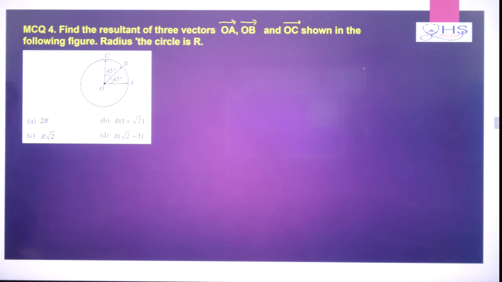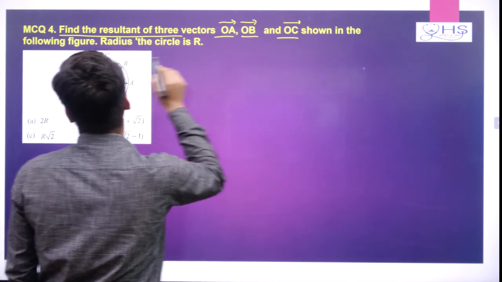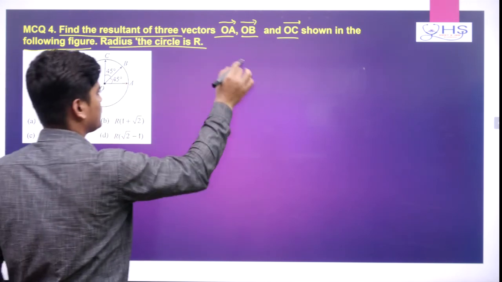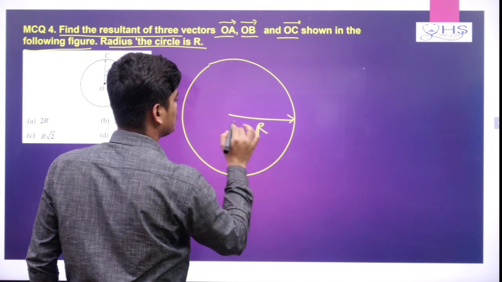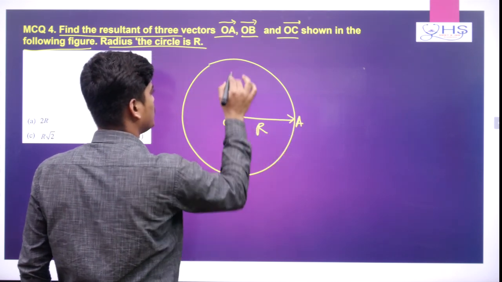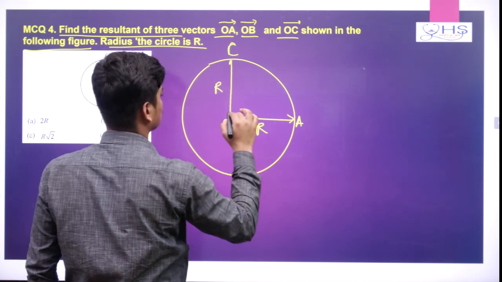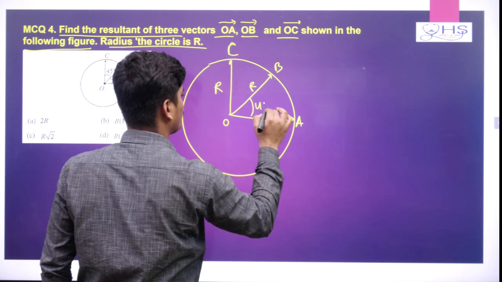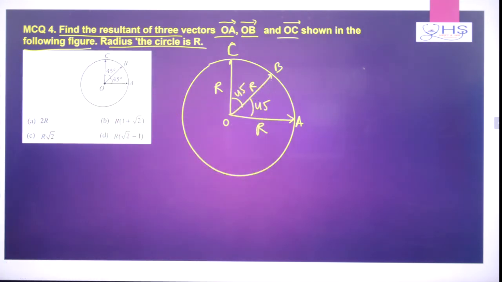Now here, find the resultant of three vectors OA, OB, OC shown in the following figure. The radius of the circle is r. Here one circle is given like this, and in this circle the radius is r. This point O, this point A, and this point O, this point C, this is also r. This point O, this point B, this is also r. This angle is 45, this angle also 45. So two angles are given, 45 and 45.